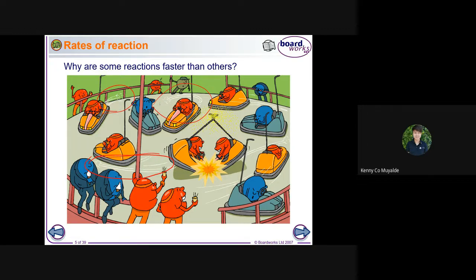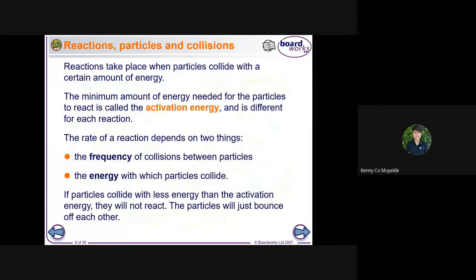Now, kung titignan din natin, sino ba ang mas mataas na chance sa magkaroon ng collision or magbanggaan? Siyempre, yung mga mas mataas ang kanilang energy. So reactions take place when particles collide with certain amount of energy. Ito yung sinasabi ko kanina, na hindi lang kailangan na mag-collide yung mga particles para magkaroon ng chemical reaction or para malaman natin kung mabilis or mabagal. There must be a specific amount of energy present during the collision in order for the chemical reaction to take place. We call that energy requirement, we call that activation energy. So yun yung kailangan ng energy in order for a chemical reaction to take place.